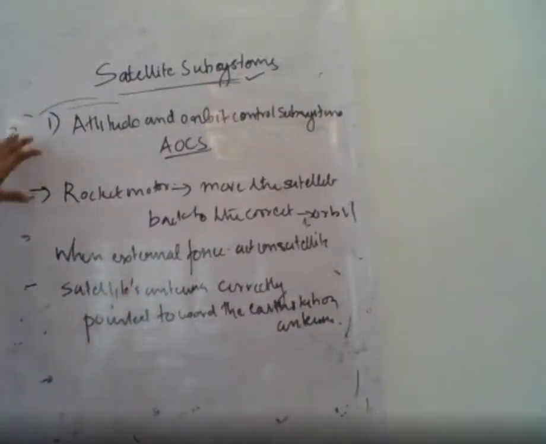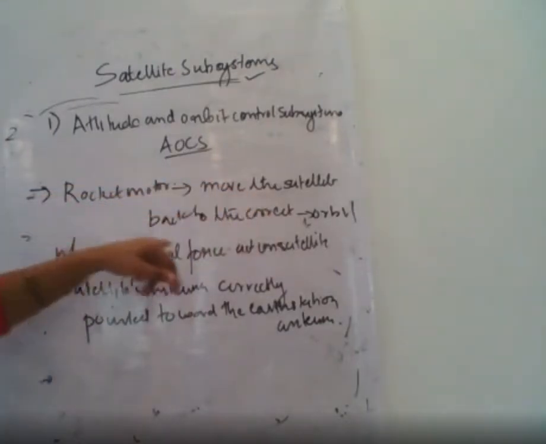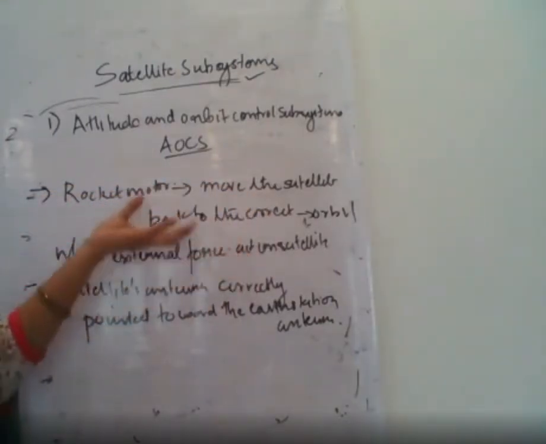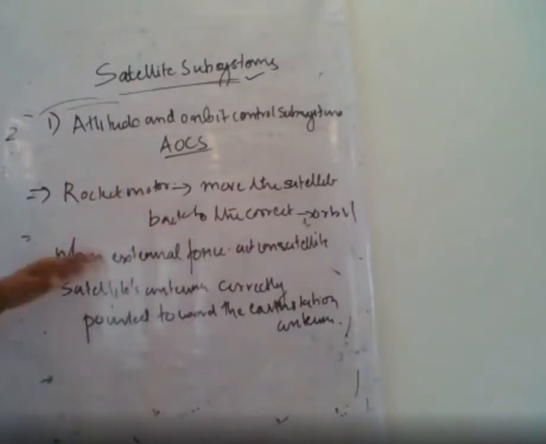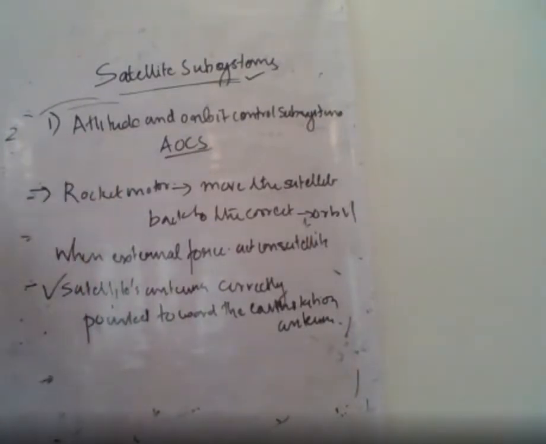So, the attitude and orbit control system consists of a rocket motor to move the satellite back to the correct orbit whenever an external force acts on it and causes the satellite to deviate from its original path. And the satellite antenna should be correctly pointed towards the earth station antenna. This is the next thing which the attitude and orbit control system does, that is, it correctly points the satellite antenna towards the earth station antenna.